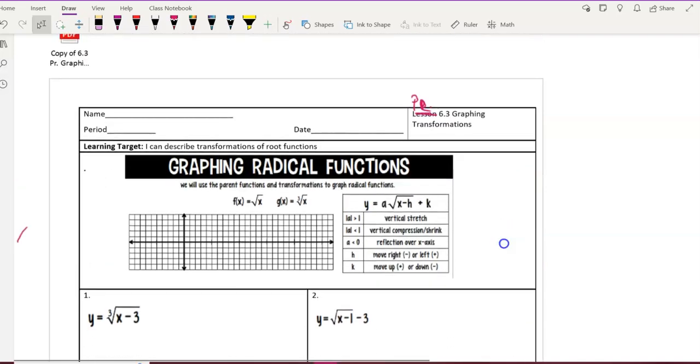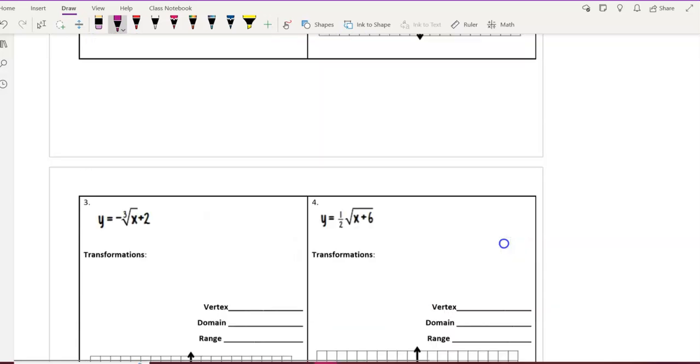Alright guys, I'm just going to make a quick 15-minute video going over practice 6.3. I'm going to go over numbers 5 and 6. So let's go ahead and take a look at 5 and 6.